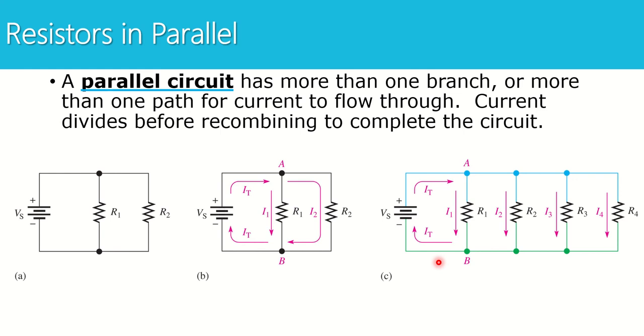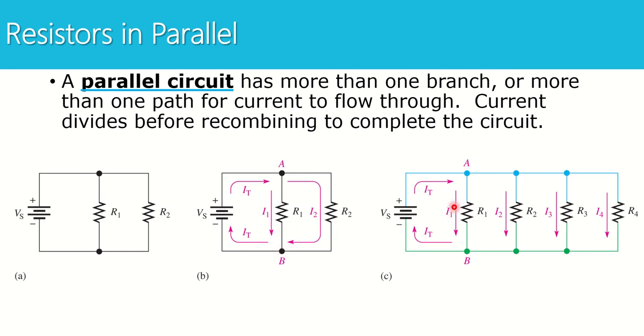and having multiple paths. So in this circuit, we have a total current that leaves the source, which is right here. And then that current splits. Some will go through R1, some will go through R2, and they'll both recombine right here before returning back to the source. This is a parallel circuit because the current splits, it takes two paths, and it recombines. So that is our definition of parallel, not how it's drawn.